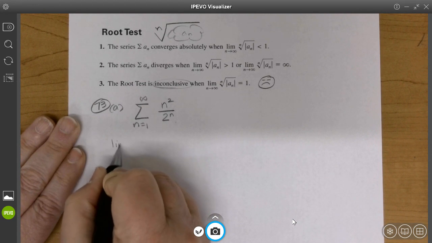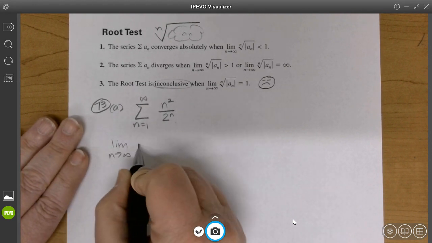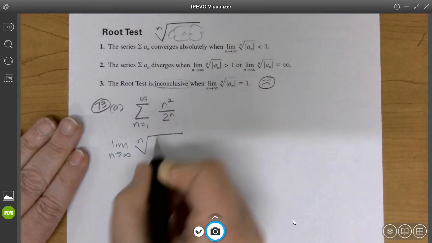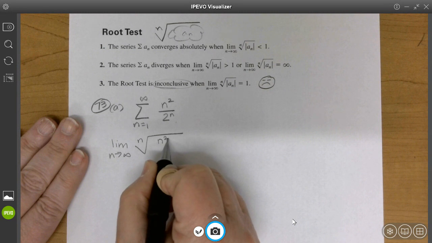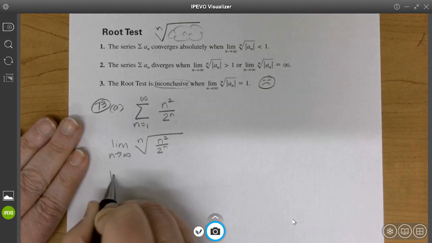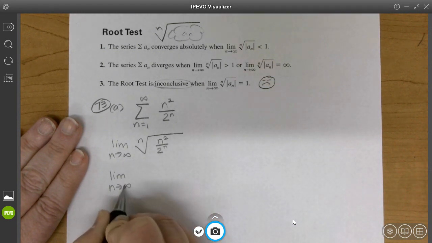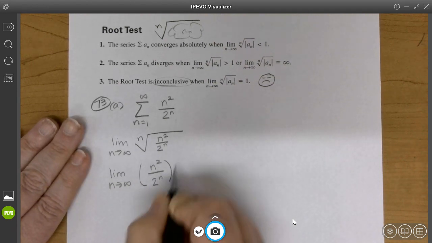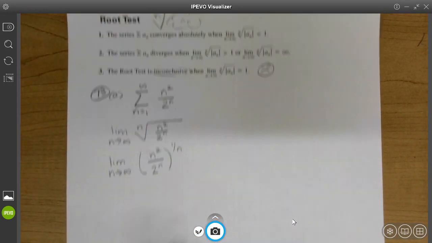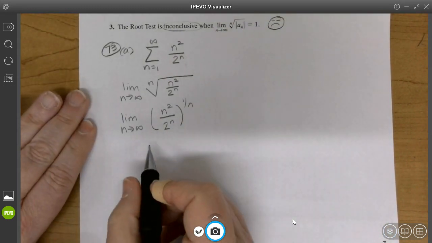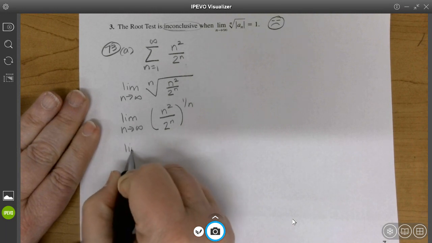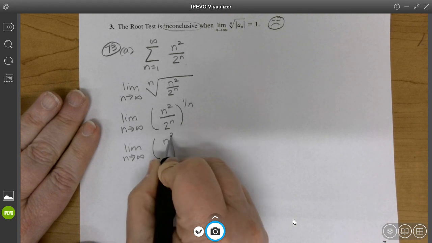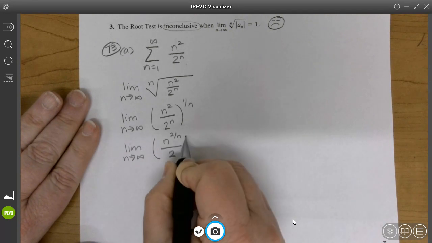Here we go. So this is the limit, as n goes to infinity, of the nth root of, now this says absolute value here, but my terms are positive, so I don't have to show that. So I'm going to say n squared over 2 to the n. You can rewrite the nth root in exponential form and say n squared over 2 to the n, raised to the 1 over n. And when you do that, I can now distribute the exponent, and we get the limit as n goes to infinity of n to the 2 over n, over 2.